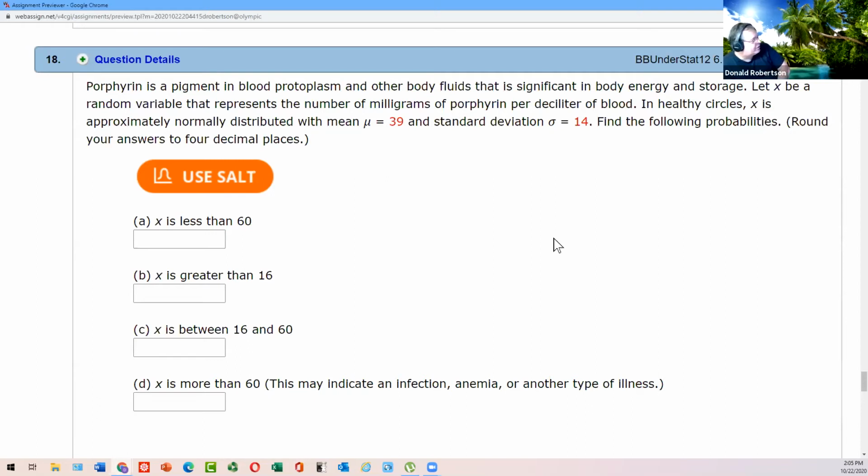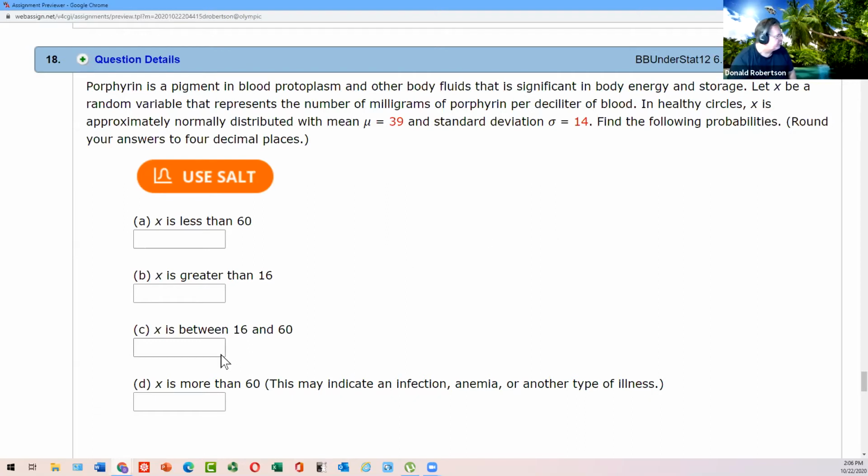So let X be a random variable that represents this number. And in healthy circles, right, people who have what a typical person would have, the mean for this thing is 39. And the standard deviation for it is 14. So the only two key numbers you really need for any of these questions are those two numbers, right? Tell me the mean and tell me the standard deviation. And can I tell you everything else that I would want to know just from that and using Sol? So I'm going to just do two of these.